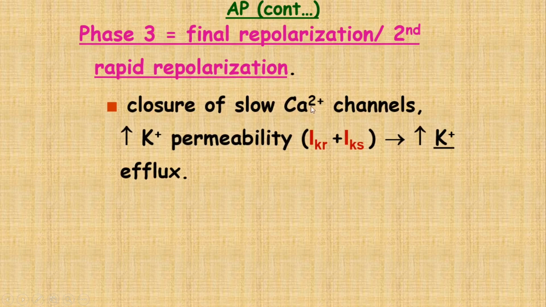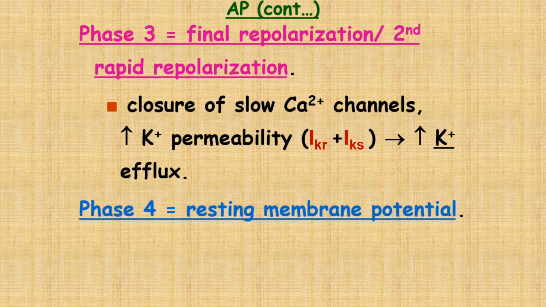Here the slow calcium channel, which is open in the plateau phase, gets closed, but there is the opening of potassium channels, so there is an increased permeability of the cell membrane to potassium ions, so potassium ions are going out. Another channel is open along with this delayed rectifier or slowly activating rectifier channel. This is called the inwardly rectifying potassium channel. So opening of these two channels, both are potassium channels, potassium ions are going out, that is called potassium efflux. So the membrane potential will go down rapidly to the resting phase.